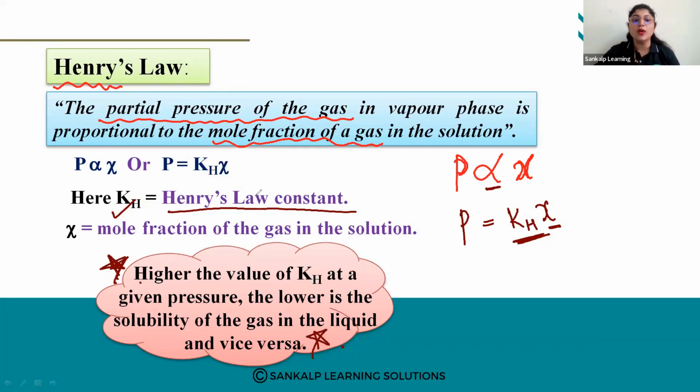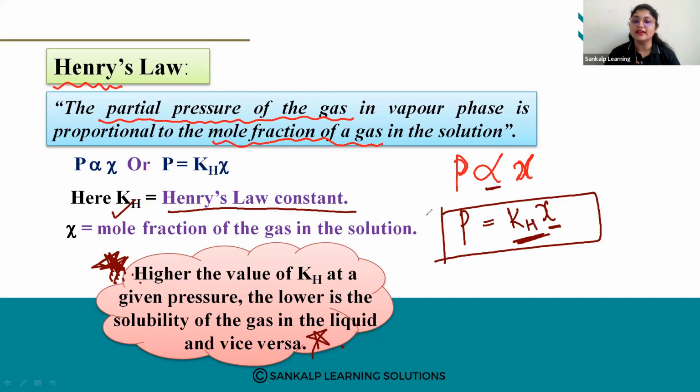So what is Henry's law? Partial pressure of a gas in a vapor phase is directly proportional to the mole fraction of the gas. This is the mathematical expression given by Henry. Understood? Based on Henry's law, we are going to solve some problems. So remember this statement. Please note it down. Make notes. Write this point as well as this particular statement. So this is Henry's law.